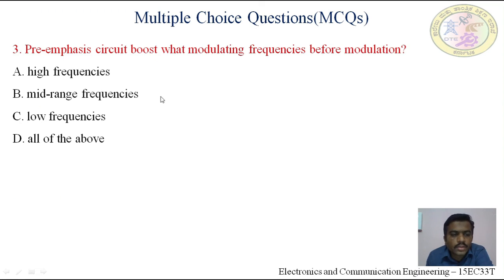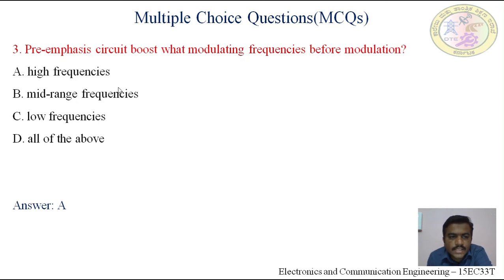Low pass filter. Third question, a pre-emphasis circuit boosts what modulating frequencies before modulation? Options A. High frequencies, B. Mid-range frequencies, C. Low frequencies, D. All of the above. The pre-emphasis circuit boosts the frequencies above 2122 Hz. These frequencies are considered as the high frequencies. The answer for this question is A.